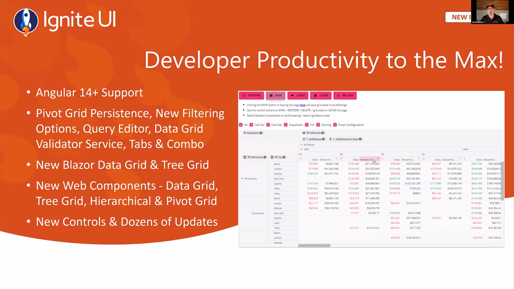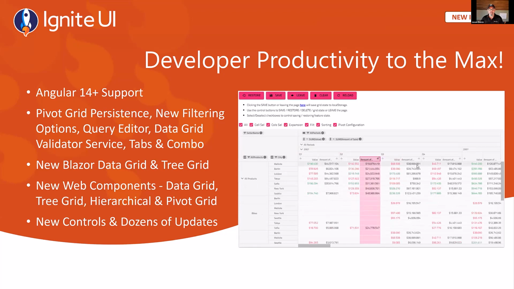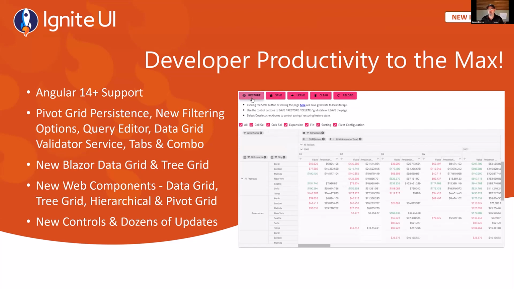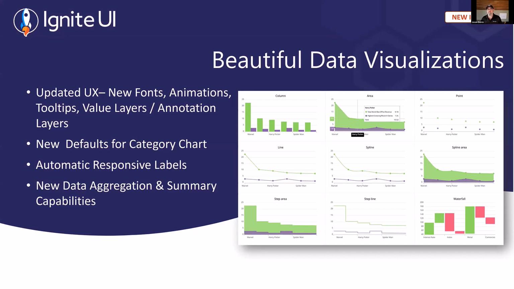The hierarchical and pivot grid will come to Blazor in a few weeks. So you'll see those just pop up out of nowhere, and you'll get an email from us saying, hey, if you are waiting for the Blazor hierarchical grid, go grab it. And then, of course, new controls and dozens of updates across all of our Ignite UI products. And those are all focused on the modern web.